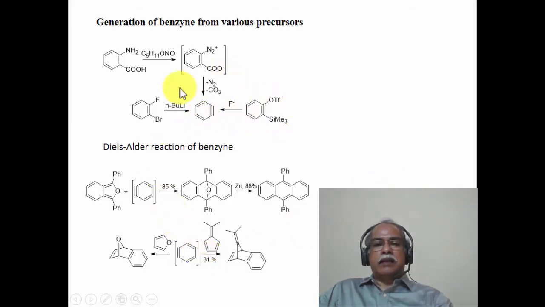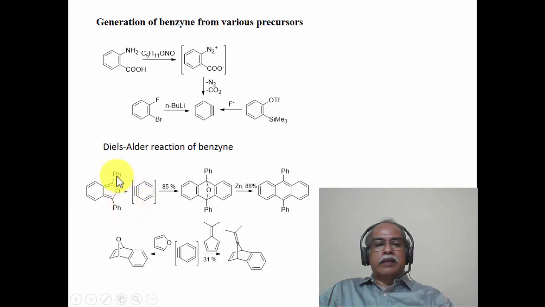The benzyne that is produced using this methodology, if it is produced in the presence of a diene, is capable of undergoing a Diels-Alder reaction. In fact, the Diels-Alder reaction between anthracene and benzyne is known to produce triptycene, which we have seen earlier, for example.